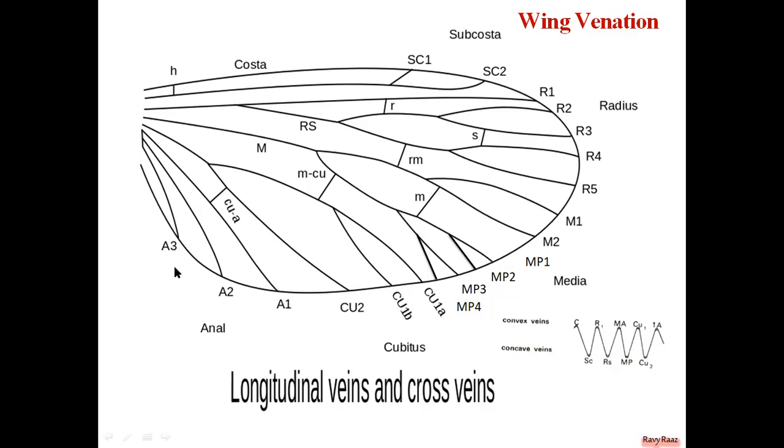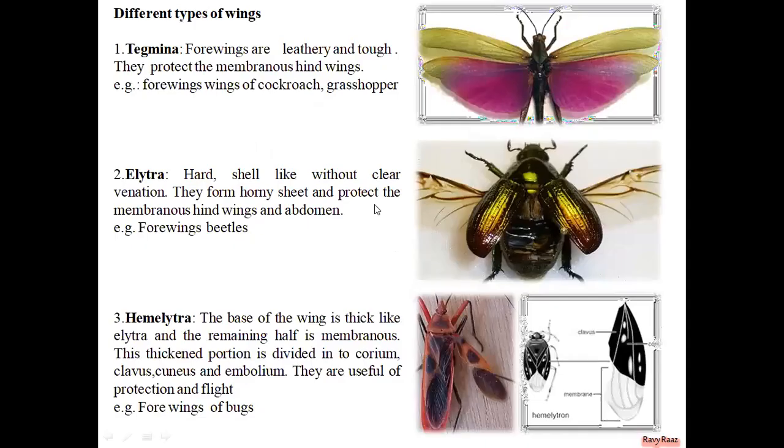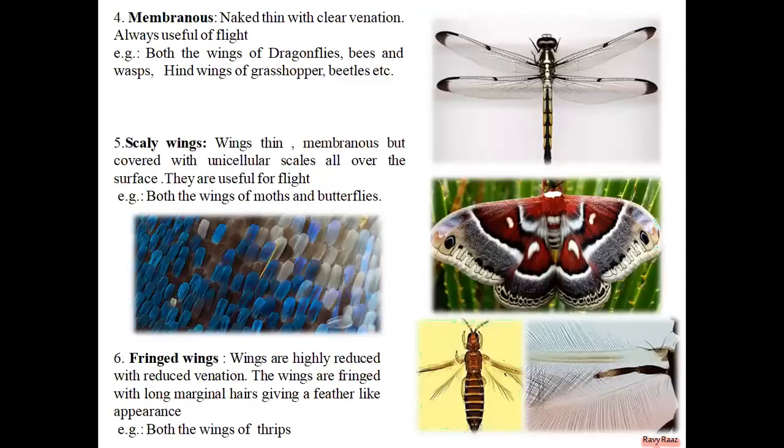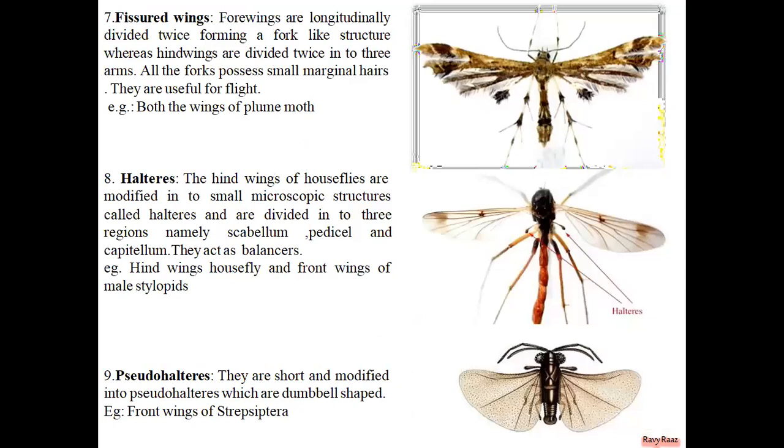Cross veins and longitudinal veins of wing venation structure. So, different types of wings in insects. First wing is Tegmina, second is Elytra, third is Hemelytra, fourth is membranous, fifth is scaly wing, sixth is fringed wing, seventh is fissured wing, eighth is halters, ninth is pseudohalters.